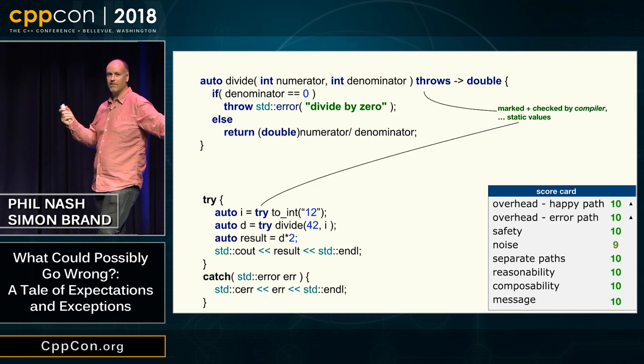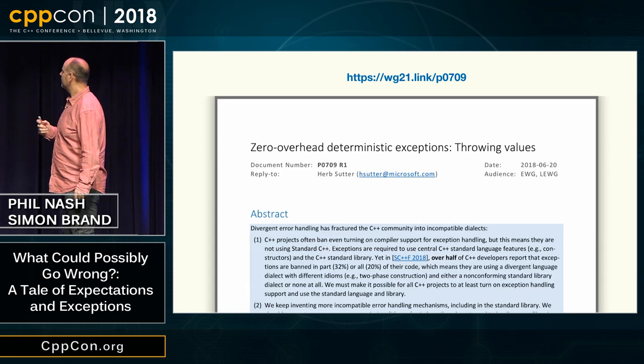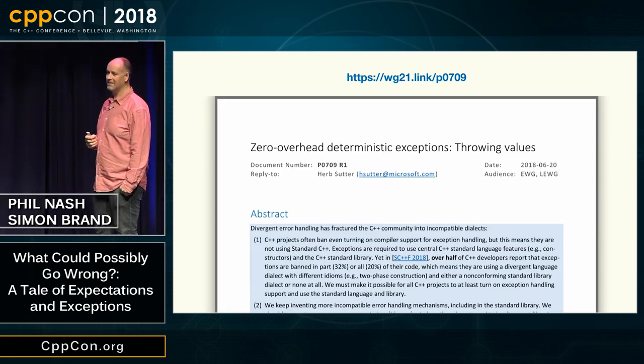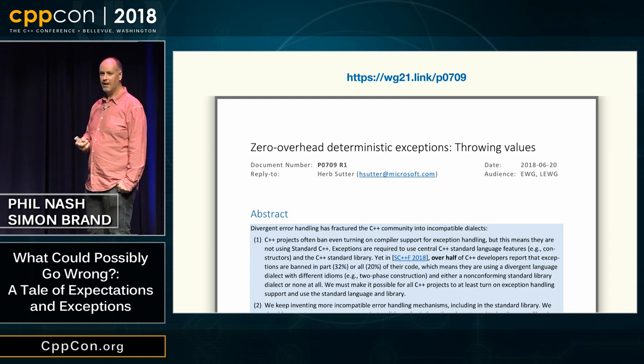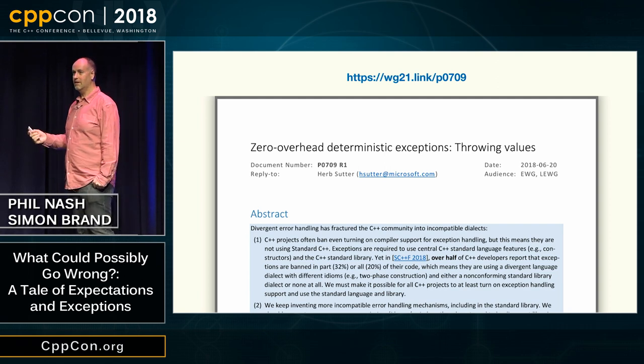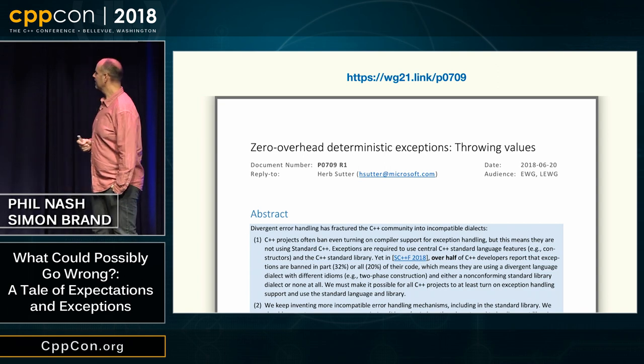I would really love to have something like this in the language. I don't know about you, Simon. Yeah, definitely. Actually, should we just start writing a paper on it? Well, you know what? It's already been done. This is basically what Herb Sutter's zero overhead deterministic exceptions is all about, aka static exceptions, aka Herbceptions.